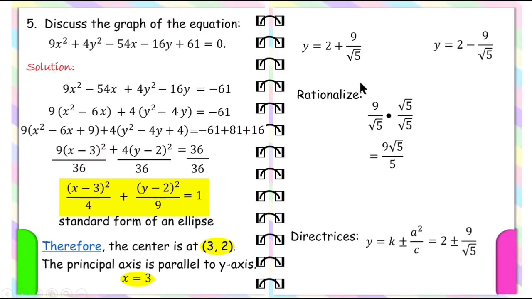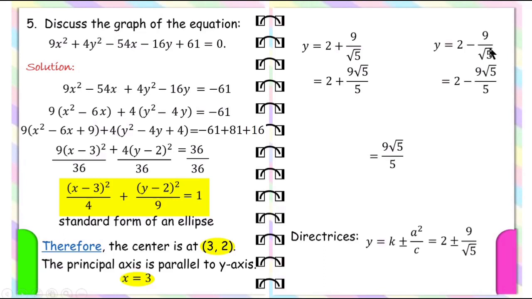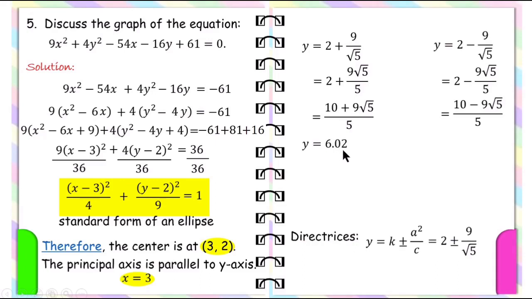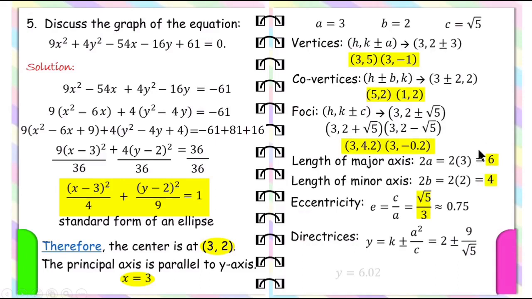So these are equal to 2 plus 9 square root of 5 over 5 and 2 minus 9 square root of 5 over 5. Simplify. 5 times 2 is 10, plus just copy 9 square root of 5 over 5. Same process, 5 times 2 is 10, minus copy 9 square root of 5 over 5. This is approximately equal to 6.02 and negative 2.02.